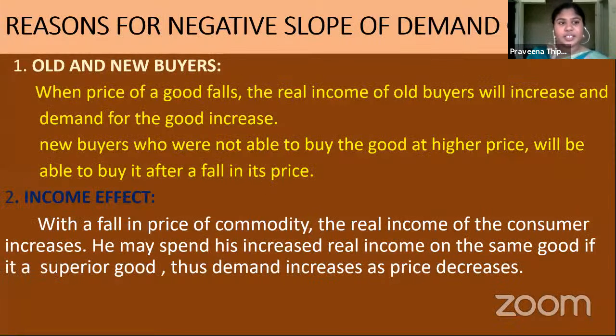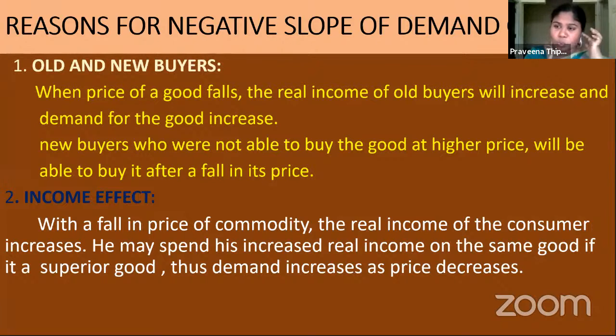The first reason, children, is old and new buyers. When the price of a good falls, what happens? The real income of the people will increase. So what is real income? The number of goods and services the consumer can buy with his nominal income is called real income. So if the price decreases, the consumer will be able to buy more goods and services. In such a situation, his real income will increase.